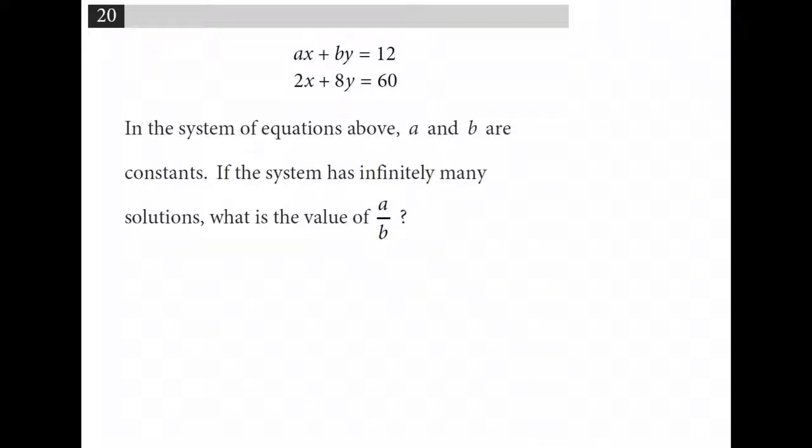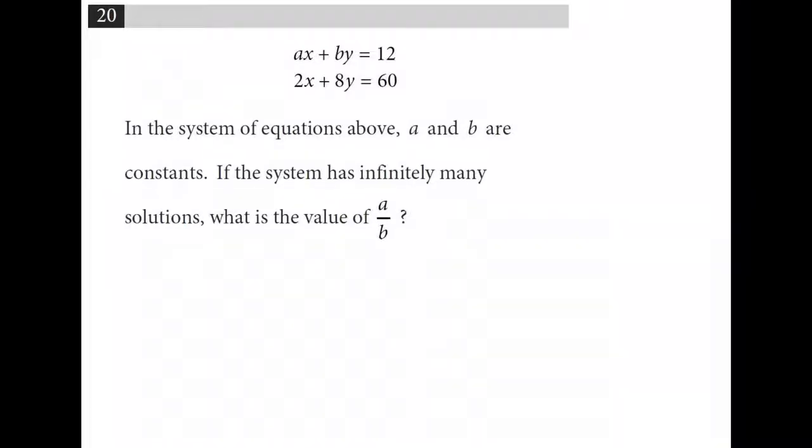Number 20. ax plus by is equal to 12. 2x plus 8y is equal to 60. In the system of equations above, a and b are constants. If the system has infinitely many solutions, what is the value of a over b? In order to have infinitely many solutions to a system, both equations have to be equivalent.